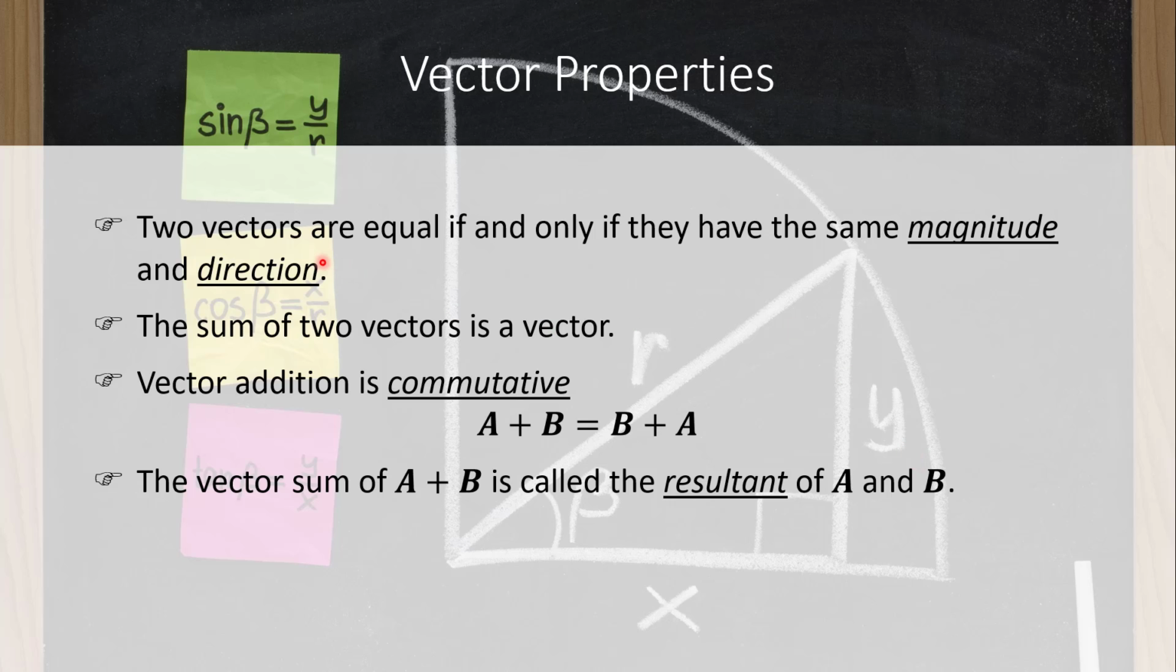Now, two vectors are considered to be equal if and only if they have the same magnitude and direction. The only two numbers that matter, remember, vectors are specified by two numbers, magnitude and direction. So if they are both the same, then the vectors are said to be equal. Furthermore, if you add two vectors together, you get, you guessed it, a vector. And vector addition is commutative, so a plus b is equal to b plus a, just like in the real number system. However, the sum of the vectors a and b is called the resultant of a and b.